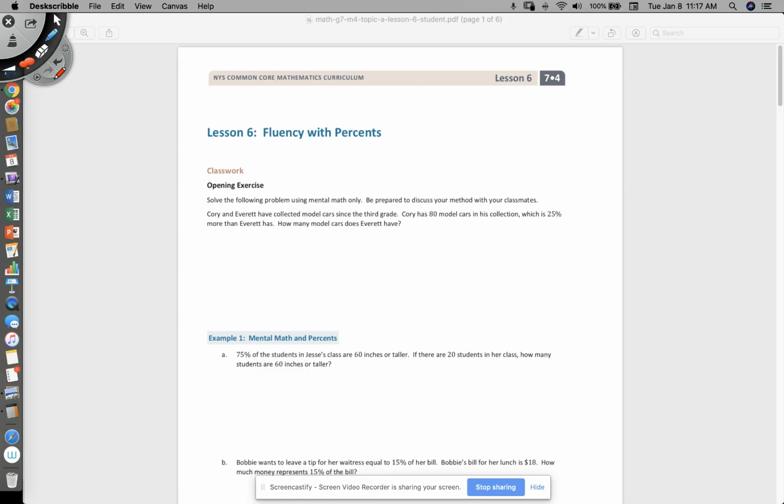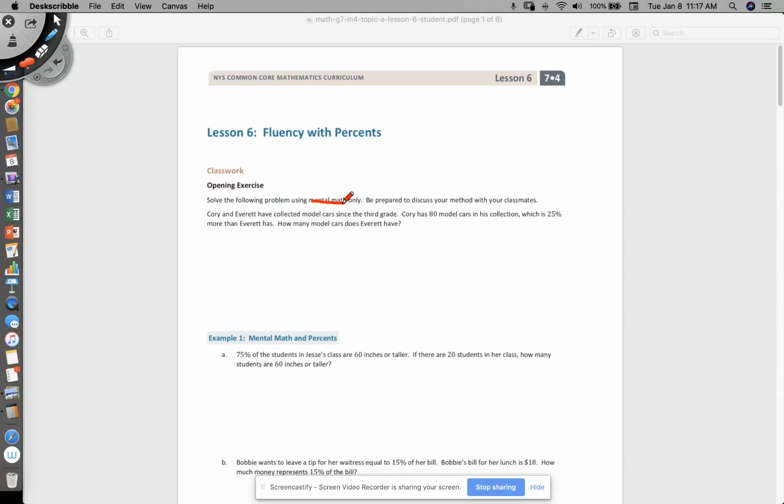We have an opening exercise. It says solve the following problem using mental math only, which you guys know I want you to show your work. So we're not going to do the mental math. So I'm actually going to cross that out. Be prepared to discuss your method with your classmates. All right, so there will be some comparing here with your table partners in a second. But first, let's get started.